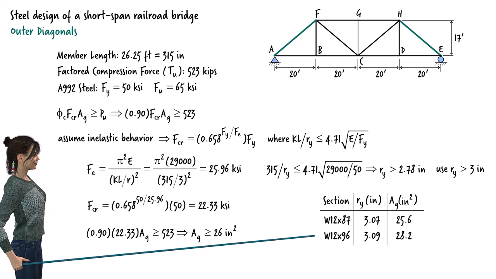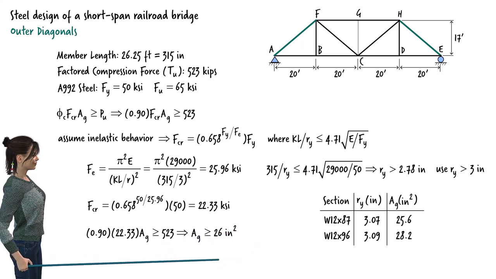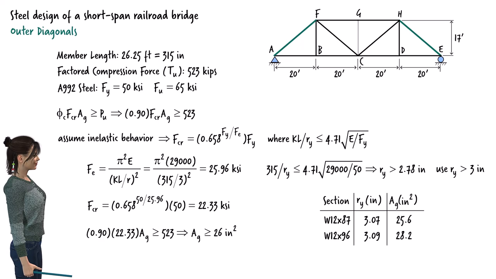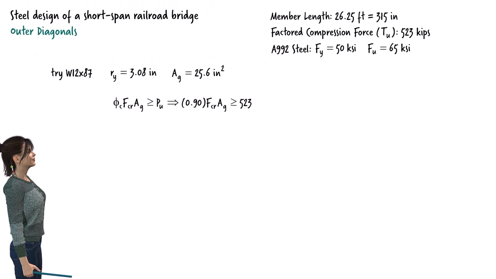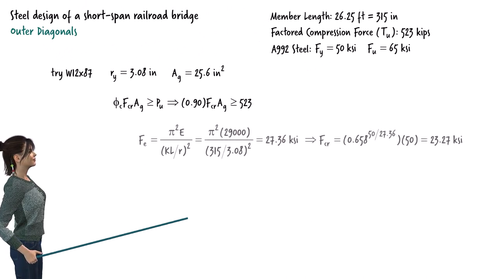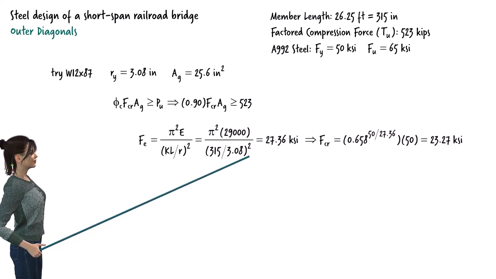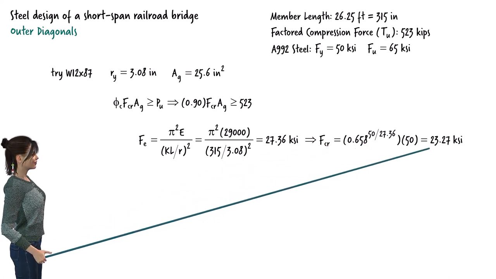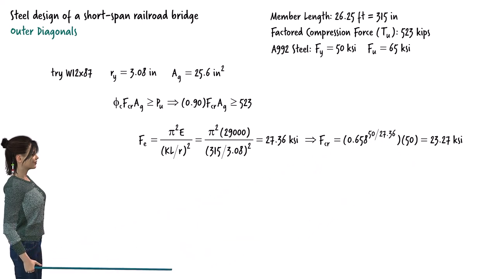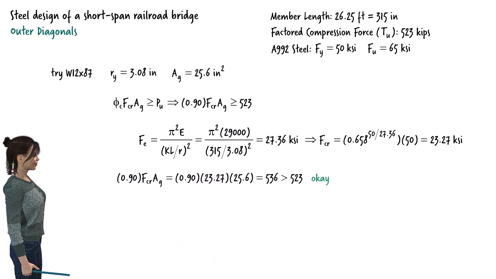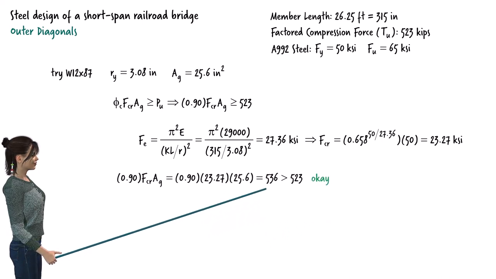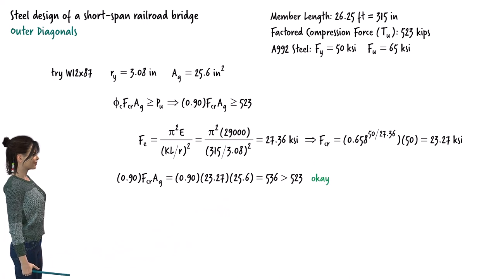W12/96 is a good candidate. W12/87 may also work, since its area is close to 26 square inches. Since W12/87 is a lighter section, let's try it first. We want to check and see if the section offers adequate buckling strength. Using 3.08 for R, we get 27.36 for F sub E, which gives us a critical buckling stress of 23.27 KSI. Using this value for F sub CR, we can determine the design strength of the section. It equals 536 kips. So yes, W12/87 has sufficient overall buckling strength.